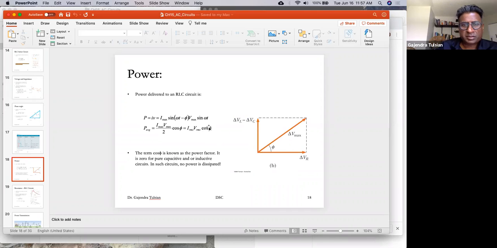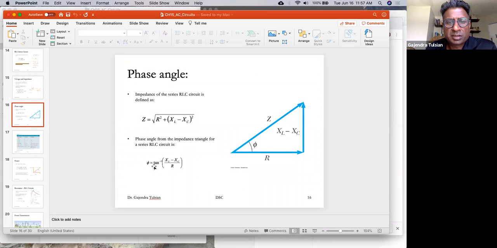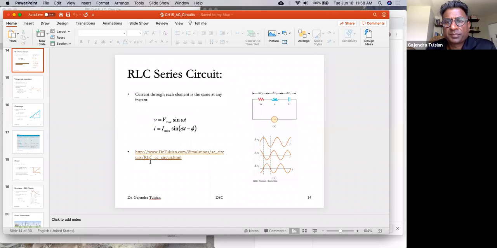Let's see when phi will be 0. Maximum power is delivered when phi is 0. When will phi be 0? Let's look at this expression. It'll be 0 when XL minus XC is 0. At that particular frequency, phi will be 0 and maximum power will be delivered to this circuit. And that's called resonance. So at a particular frequency, when phi is 0, XL equals XC, and maximum power is being delivered to this circuit.